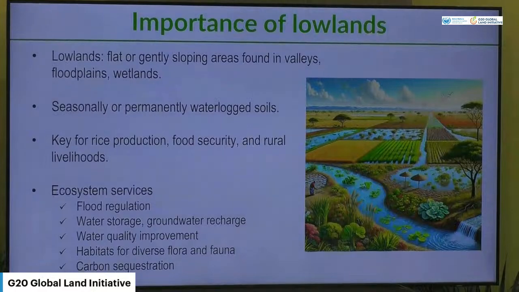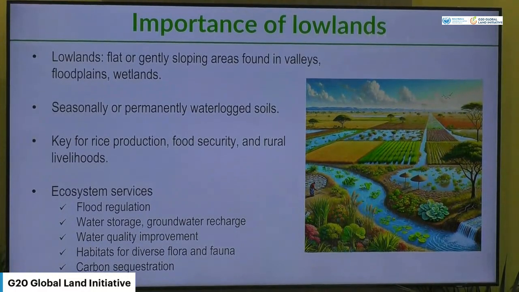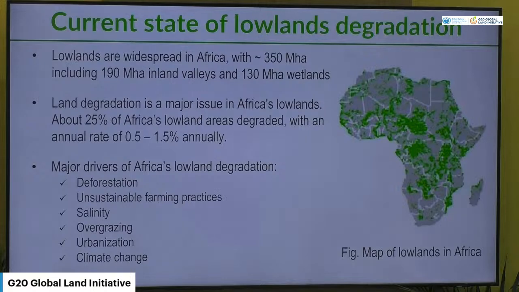Lowlands are defined as flat or gently sloping areas, and they are found in valleys, floodplains, and wetlands. They are characterized by seasonally or permanently waterlogged soils. They are very important for crop production, particularly rice production, and they play a critical role in achieving food security and rural livelihoods. They also provide important ecosystem services, particularly flood regulation, water storage, groundwater recharge, and water quality improvement. They provide habitat for diverse flora and fauna, and they also play an important role in carbon sequestration.